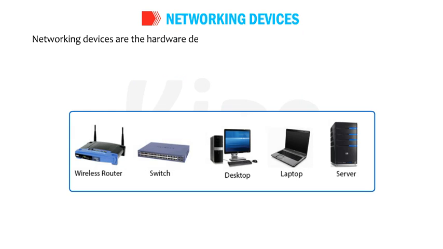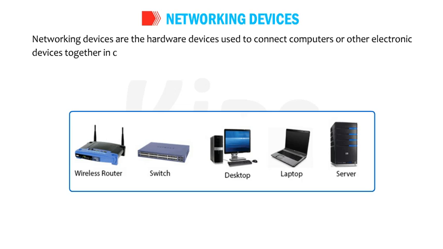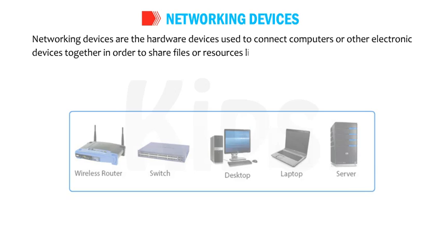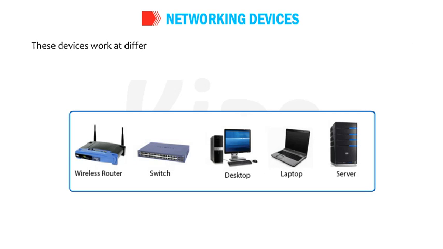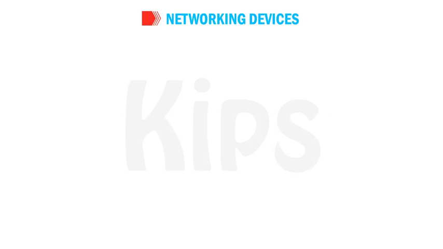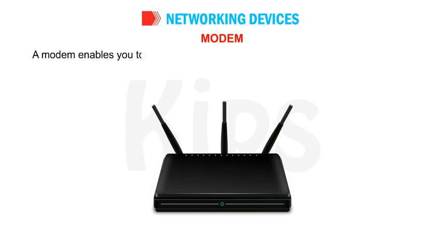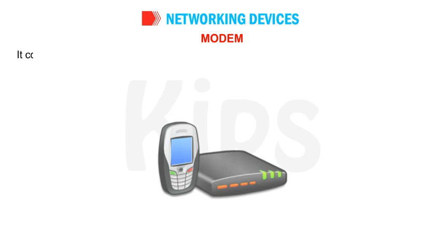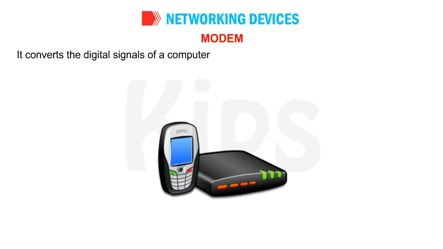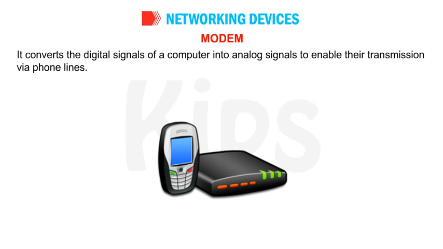Networking devices are the hardware devices used to connect computers or other electronic devices together in order to share files or resources like printers or fax machines. These devices work at different segments of a computer network, performing different tasks. Modem. A modem enables you to connect your computer to the available internet connection over the existing telephone lines. It converts the digital signals of a computer into analog signals to enable their transmission via phone lines.